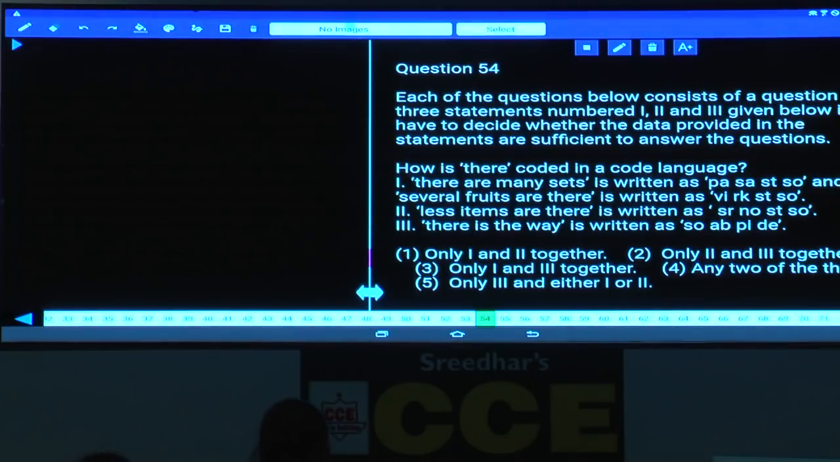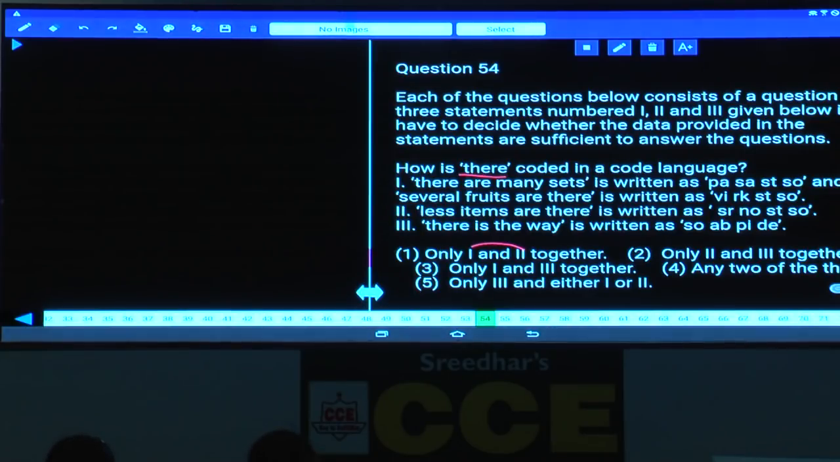Tell me, for question number 54, how is "there" coded in a certain code language? There are many sets. Individual statements 1 alone and 2 alone were not enough, so you can directly go for the combination of these statements. Then only 1 and 2, tell me.